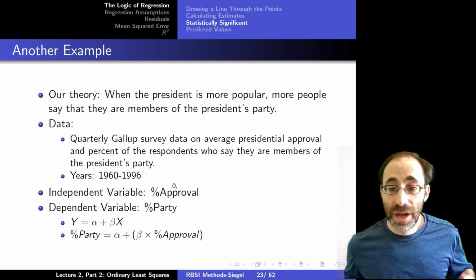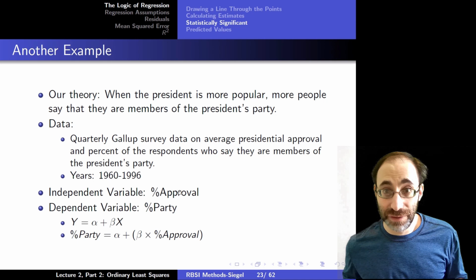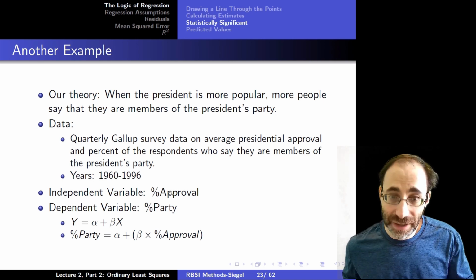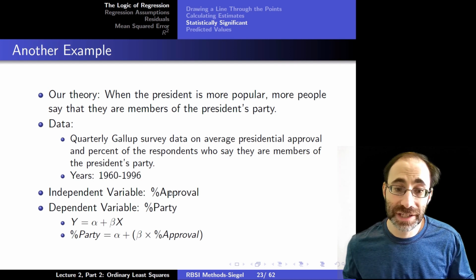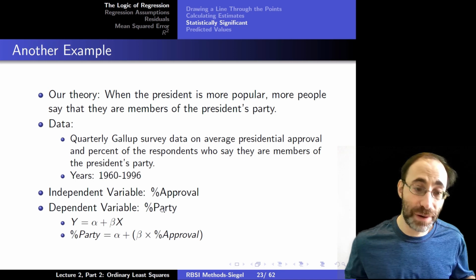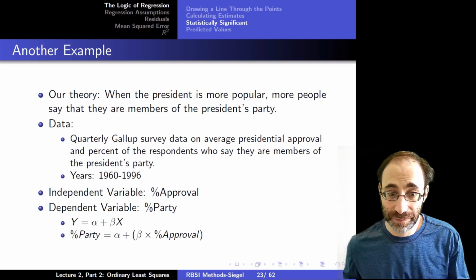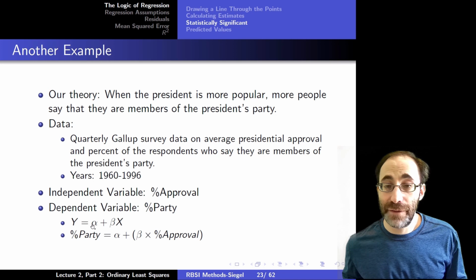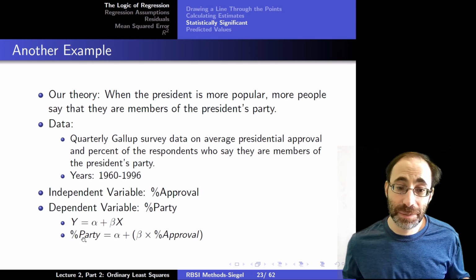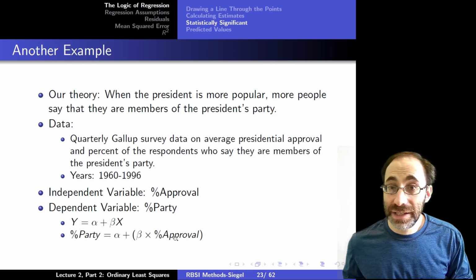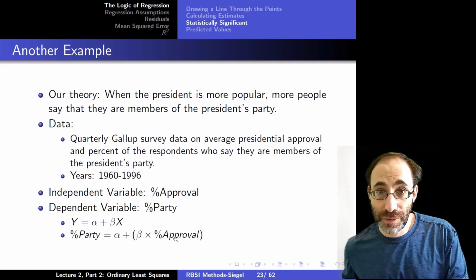So what are our variables? Our independent variable here is approval. We're trying to see how the presidential approval rating affects a dependent variable of the percentage of people who say they're members of the president's party. So self-reported partisanship, if it matches the party of the president. We again assume a linear relationship. So y equals alpha plus beta x. Here y is the percentage of people self-identifying with the president's party, and x is the percentage approval rating of that president.